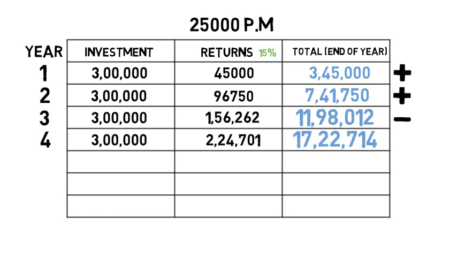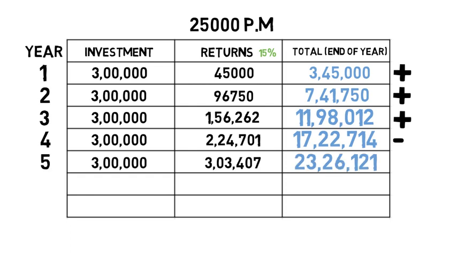That sums up to 7 lakh 41,750. This goes on till the 5th year. At the end of the 5th year, we would have 23 lakhs 26,000 in hand and our investment is just 15 lakhs. This is just a rough calculation to show the power of compounding.